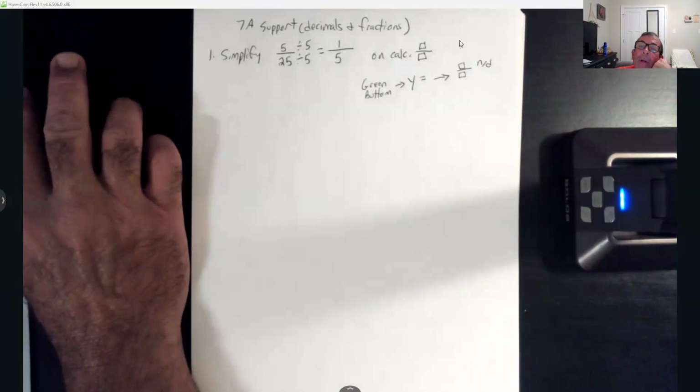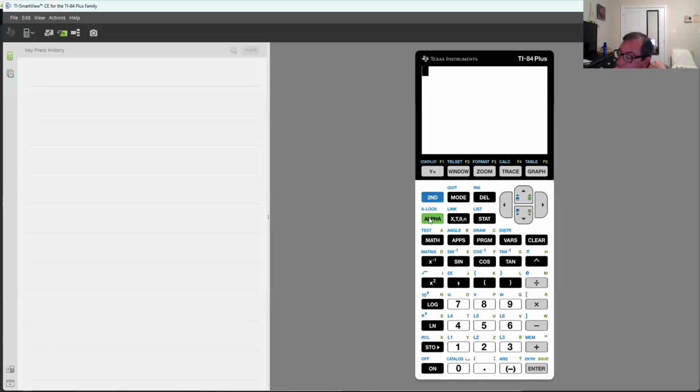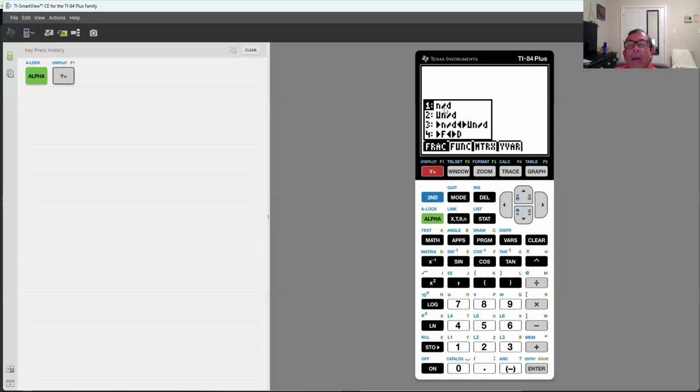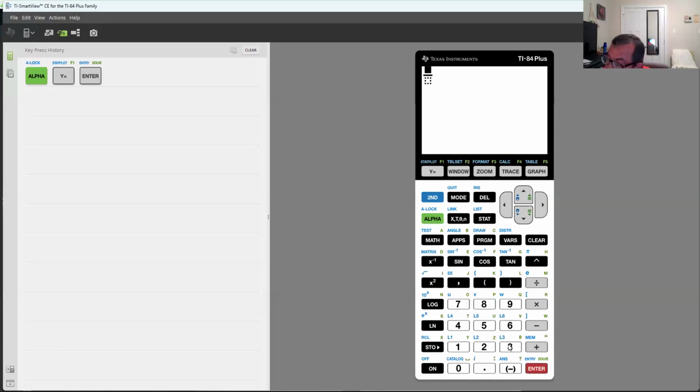I'll show y'all how to do this, so I'm going to share my calculator. I hit the green alpha button, and then Y equals, and that brings up my fraction menu. Number 1 is the N over D, the numerator over denominator. The reason I'm showing you this is because if you put the 5 on top and then come down and put 25, so it looks like a fraction when you start, then when I hit enter, it gives me a reduced fraction.